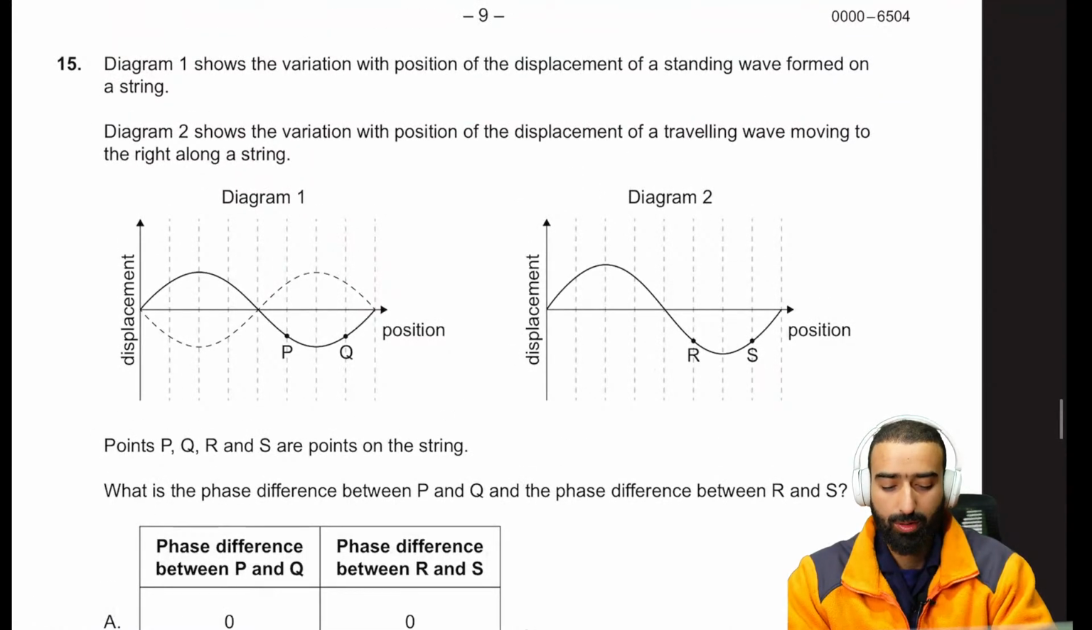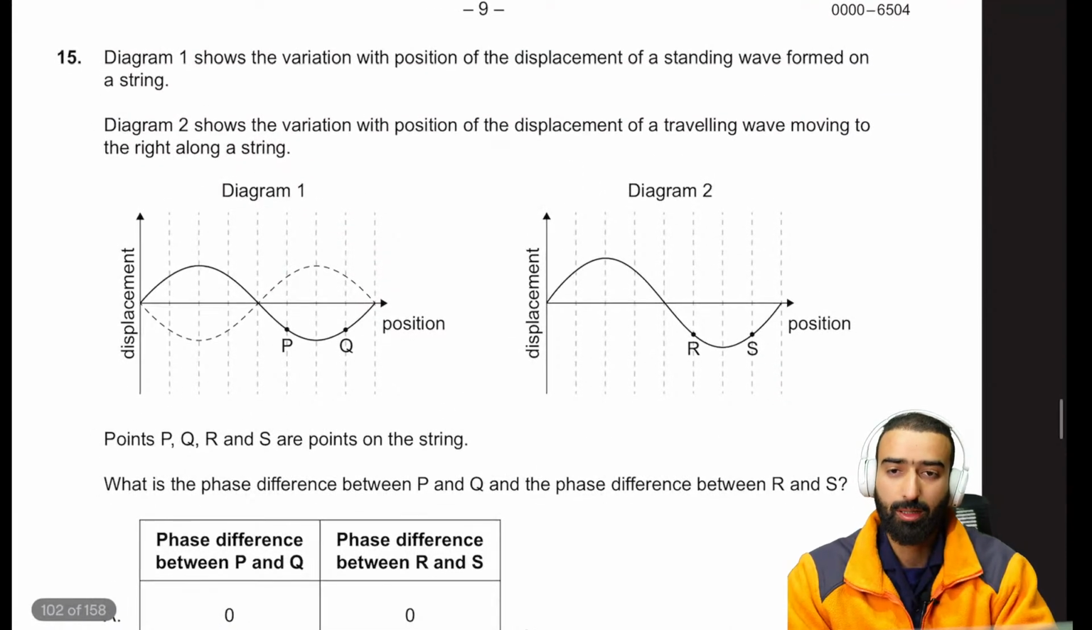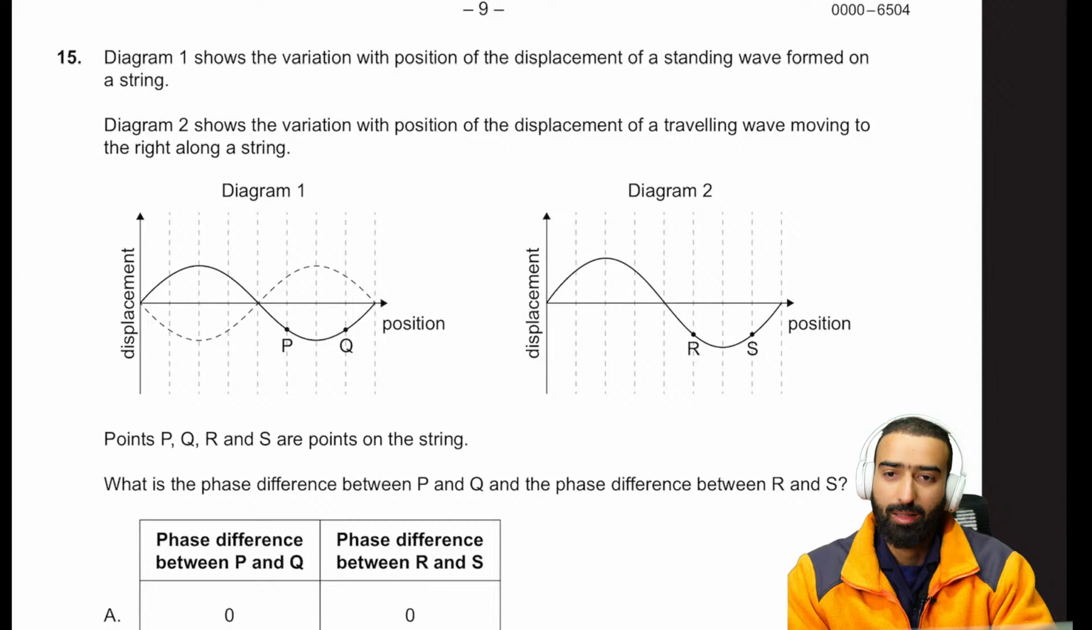Okay, let's try the next question. Let's try question 15. Diagram 1 shows the variation with position of the displacement of a standing wave formed on a string. Diagram 2 shows the variation.